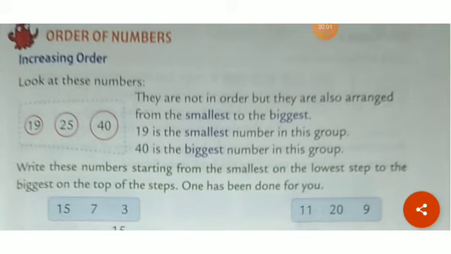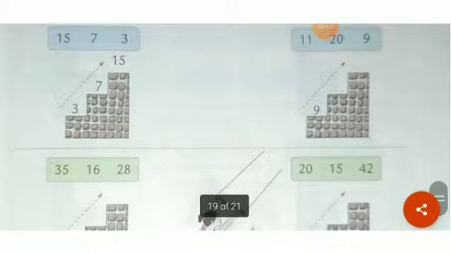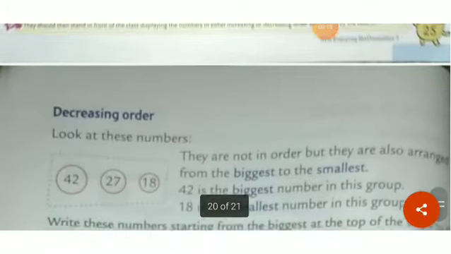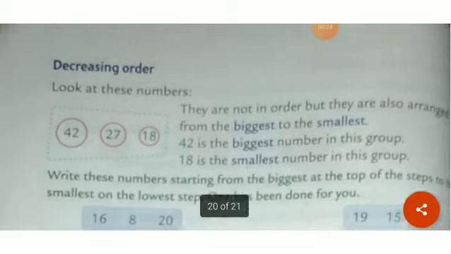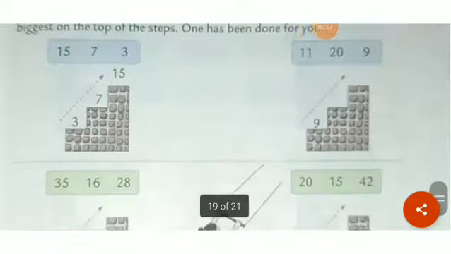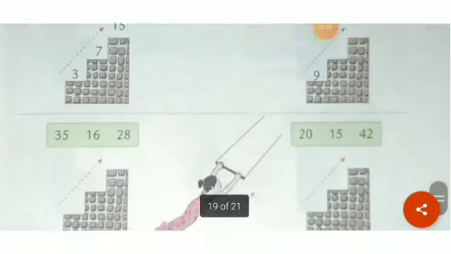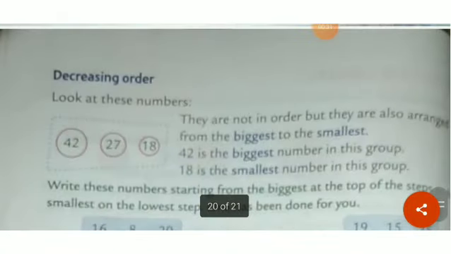Now see page number 25. As I discussed earlier, order of numbers, increasing order and decreasing order. When numbers go from smallest to biggest, it is called increasing order. And when numbers go from biggest to smallest, it is called decreasing order. The same examples are given on page numbers 25 and 26. First order is smallest to biggest and then next is biggest to smallest.